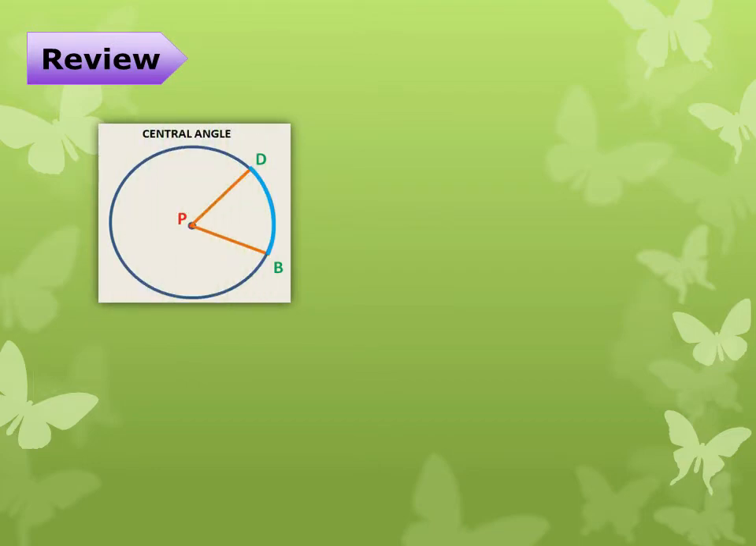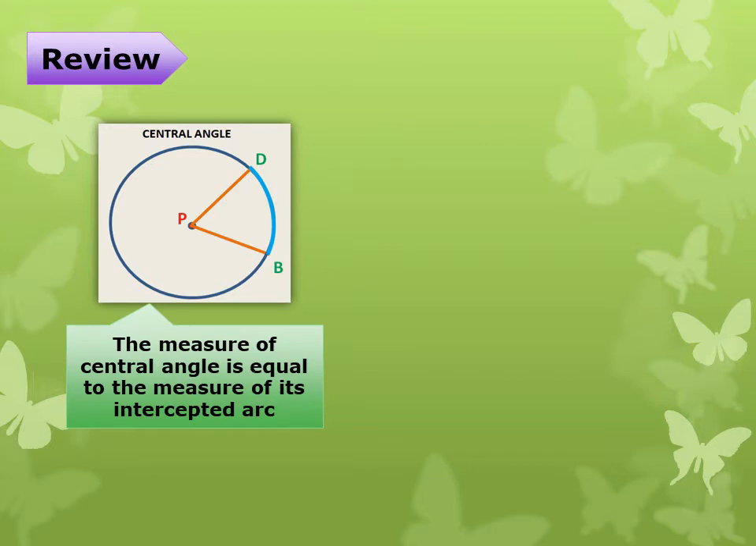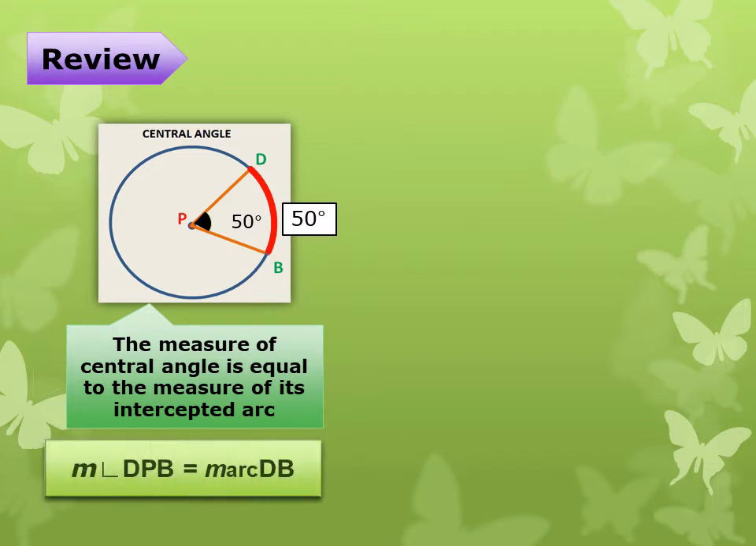Central angle. A central angle is an angle whose vertex is at the center of the circle. The measure of a central angle is equal to the measure of its intercepted arc. So if the measure of arc DB is 50 degrees, then angle BPD is also equal to 50 degrees. The measure of angle DPB is equal to the measure of arc DB.